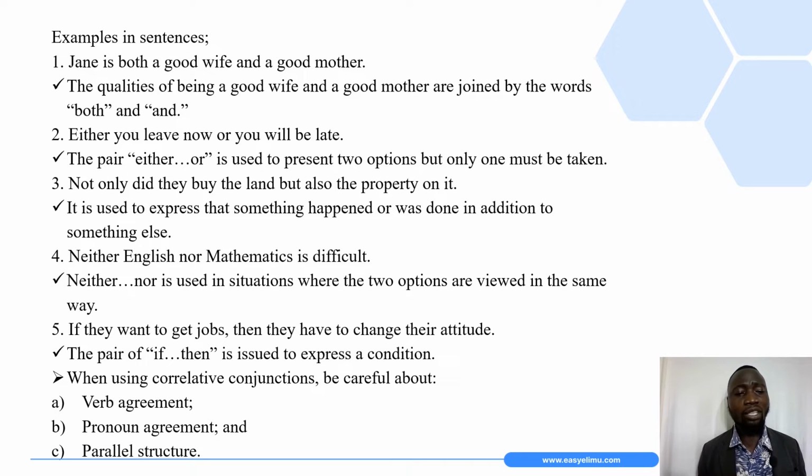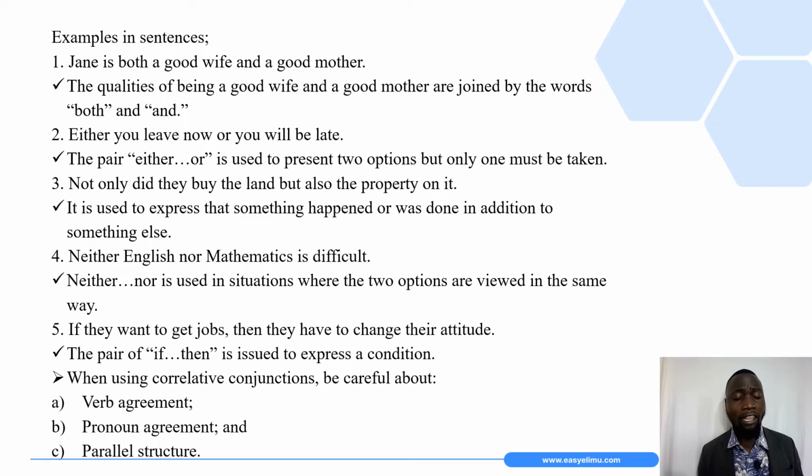So there is also this other example, that is, if they want to get jobs, then they have to change their attitude. So we also have the pair if then, which is used to express a condition.